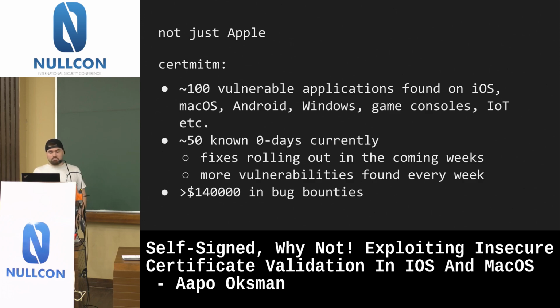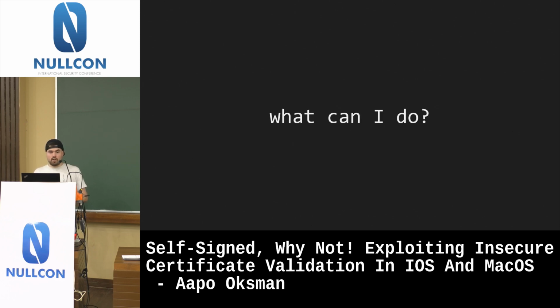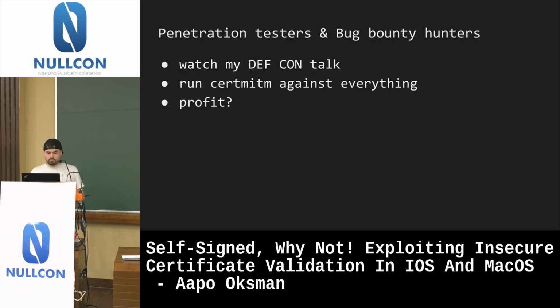There are fixes coming in the coming weeks. And also there are more vulnerabilities found every week. With Certmitm, I've personally made over $140,000 in bounties from these vulnerabilities. So this is a big thing. But what can you do? If you're a penetration tester or bug bounty hunter, you should definitely watch my DEF CON talk about this. You should run Certmitm against everything and just make a profit. Why not?